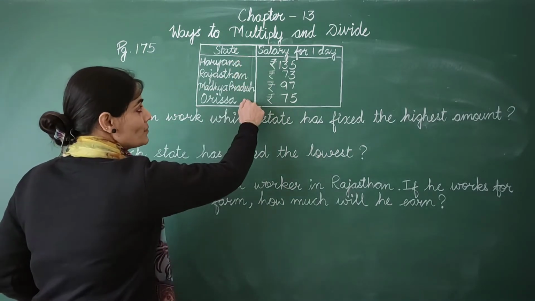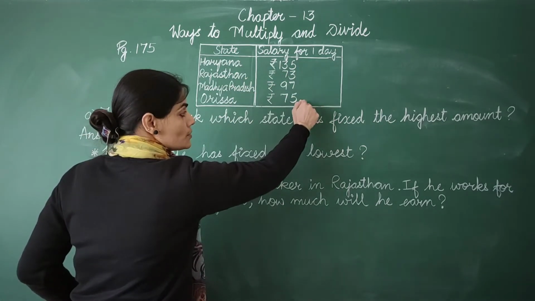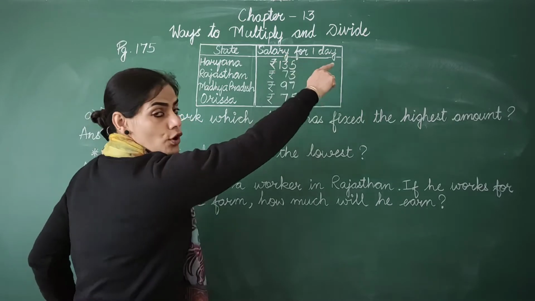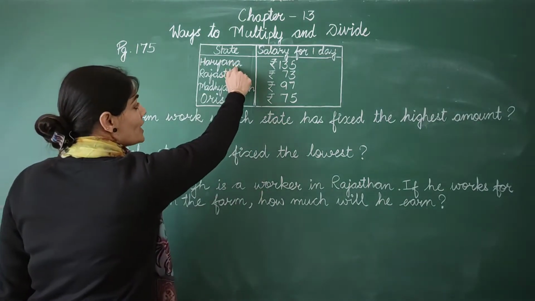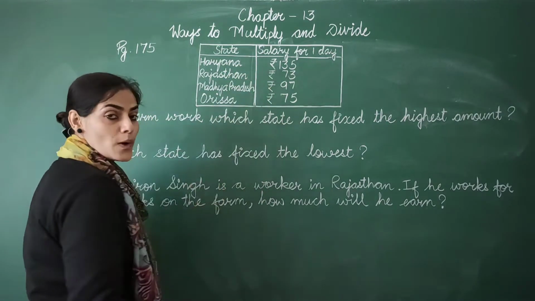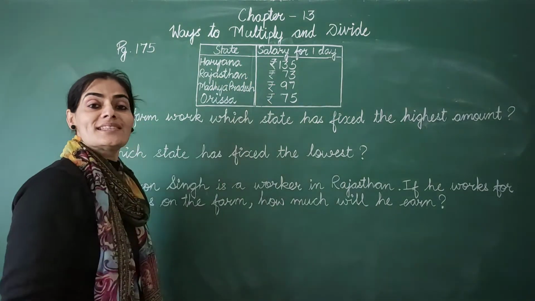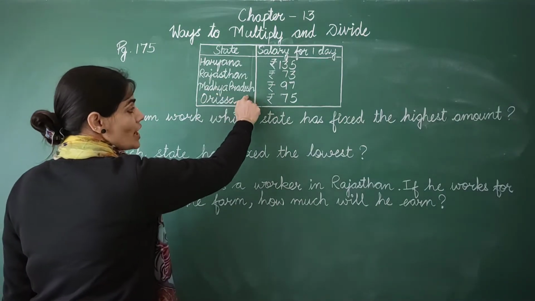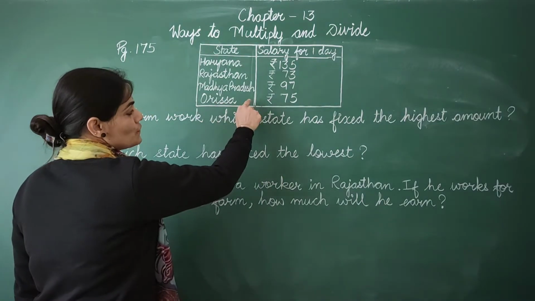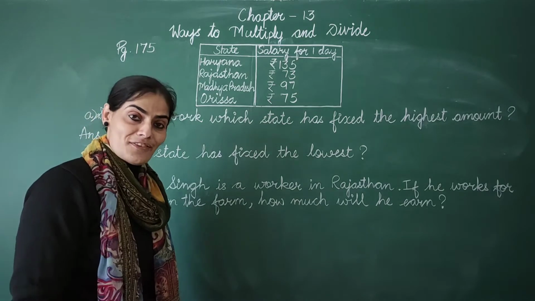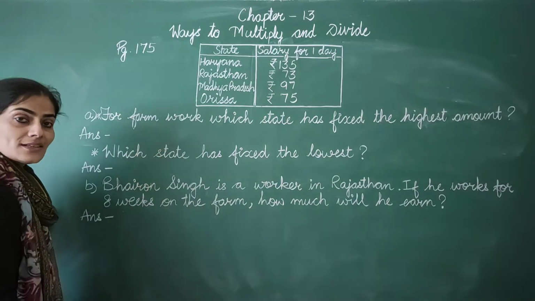So here in this table, the first column shows the names of different states and the second column shows the minimum salary for one day, which is fixed by each of these states. So Haryana has fixed a minimum salary of rupees 135. Rajasthan has fixed a minimum salary of rupees 73. Madhya Pradesh has fixed a minimum salary of rupees 97 and Odisha has fixed a minimum salary of rupees 75. Based on this given information, you need to answer these questions.